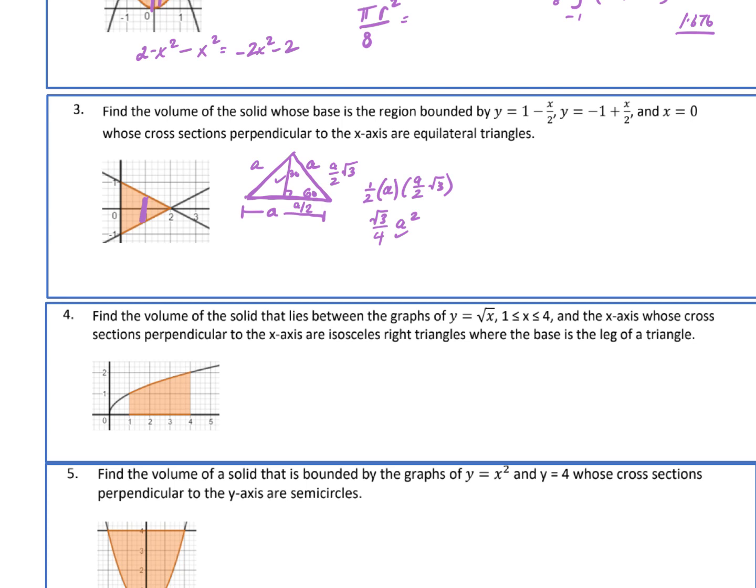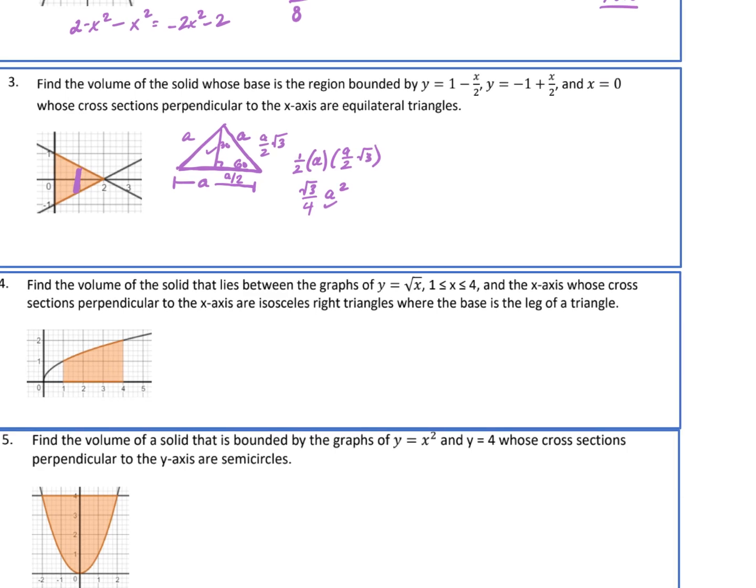I'm going to do the upper curve minus the lower curve. So the upper curve is the 1 minus x over 2 minus -1 plus x over 2. So we're going to get 1 minus x over 2 plus 1 minus x over 2. So we're going to get 2. Actually, this works out to be 2 minus x, okay?